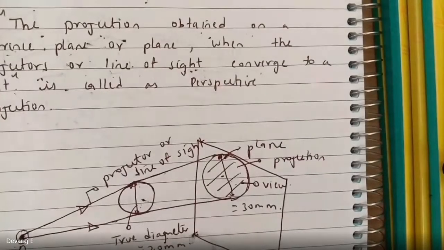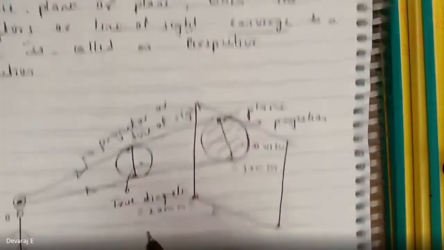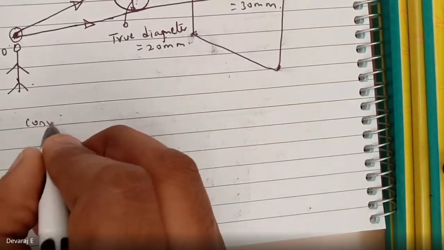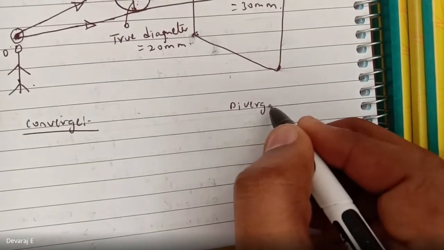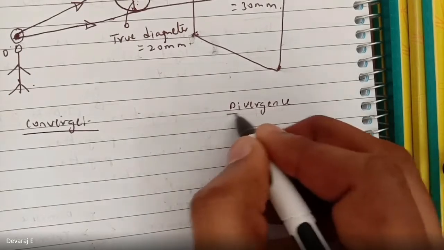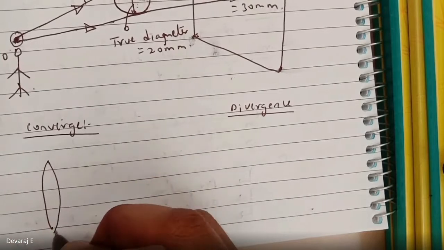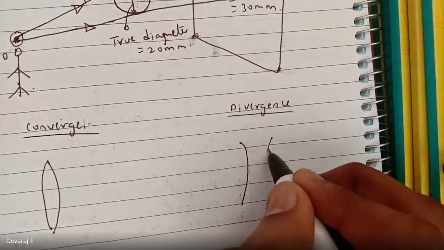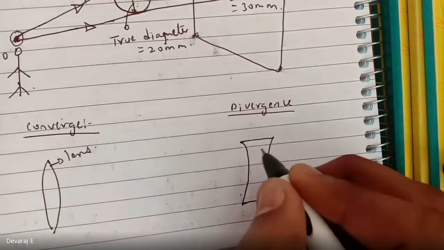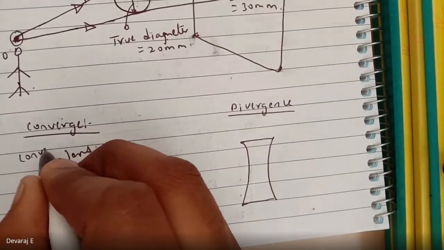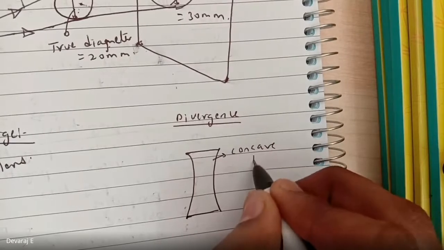So always remember converge and diverge. Okay, I'll write here: convergence, divergence. See, if you assume these are lenses, this is called a convex lens. This is called a concave lens.